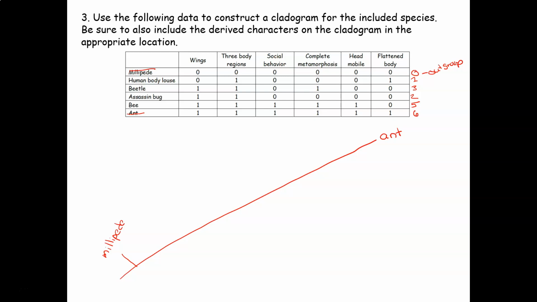All right. So how about I actually work from the other end? And let's take a look. My bee is going to be pretty easy because he's got 5 traits. My ant has 6. So that means that the bee is going to have to be up here at this end. Okay. So I'm going to add him on there. And the only thing that distinguishes the bee from the ant is having a flat body. So that means that that flat body has to come here.